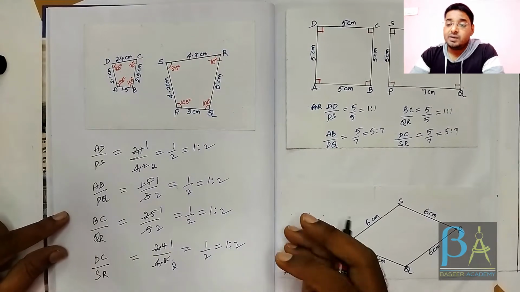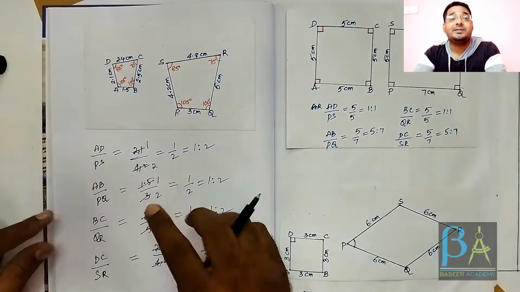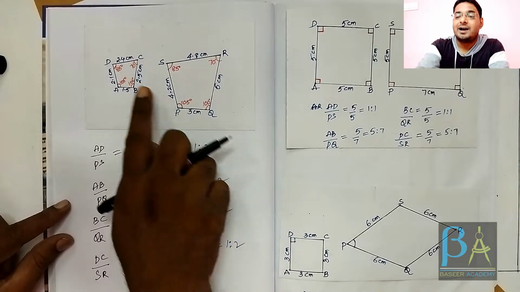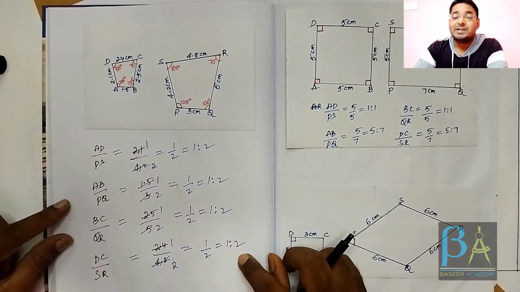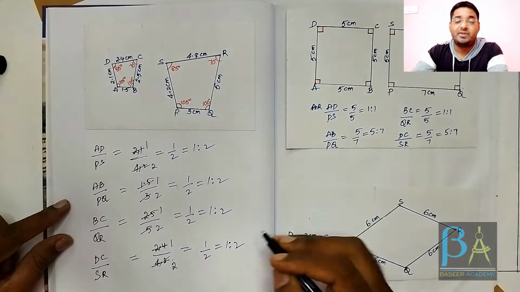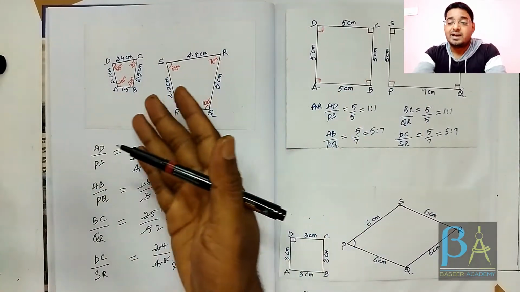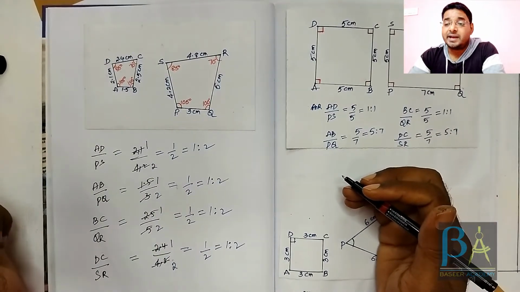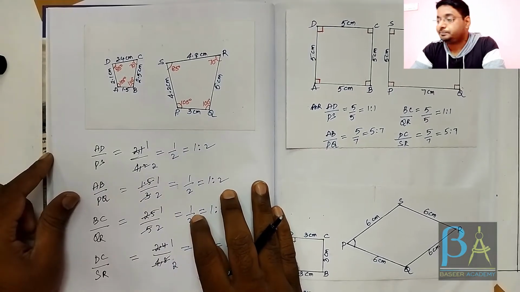So what do we see here? We see that the two quadrilaterals ABCD and PQRS are similar to each other. Why? Because the corresponding angles are equal, and the ratio of the corresponding sides is also the same. The ratio of corresponding sides is 1:2, it is the same everywhere here. So since in these two quadrilaterals the corresponding angles are equal, and the ratio of corresponding sides is also the same, I can say that these two quadrilaterals are similar to each other.